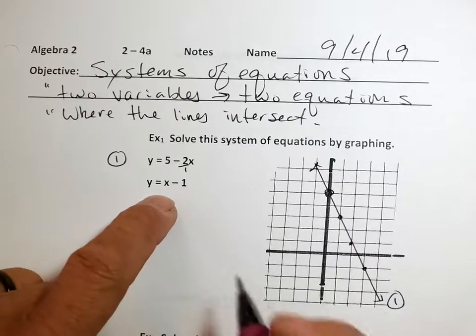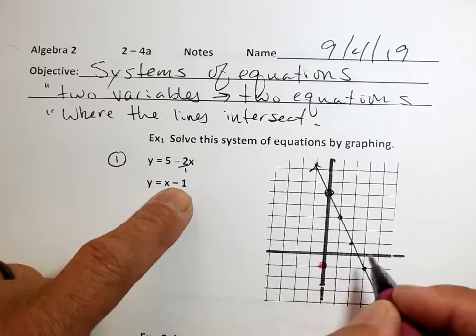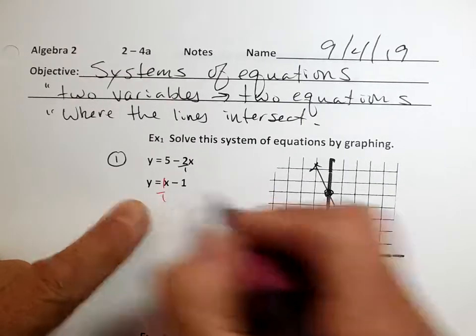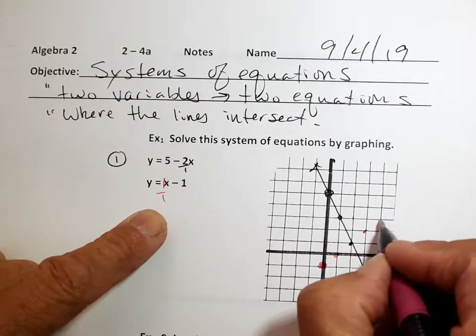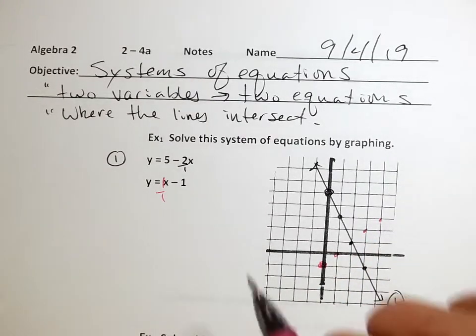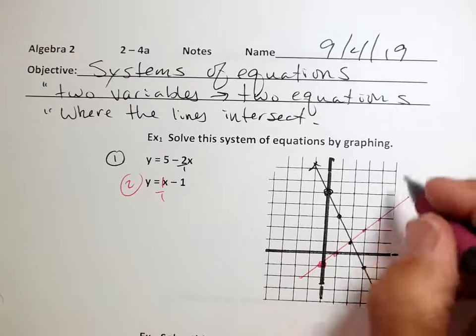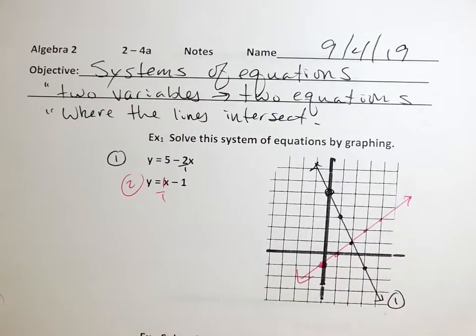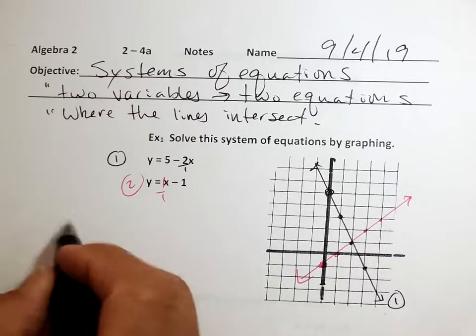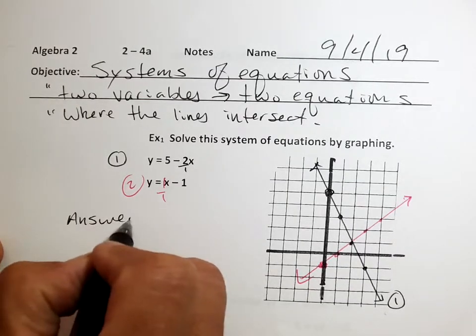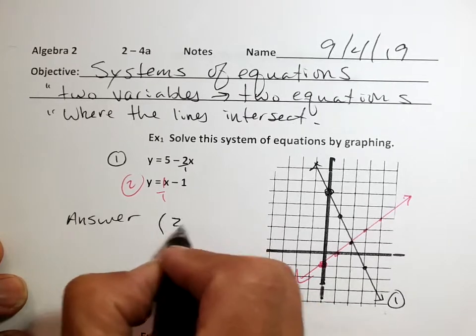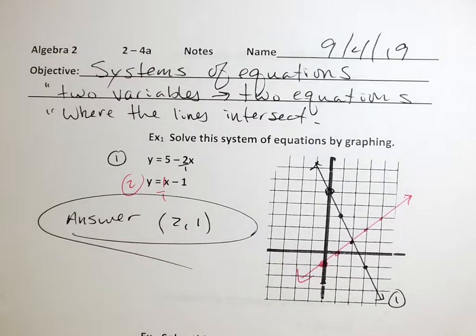Okay, line 2, I'm going to start at -1. And I'm going to go up 1 over 1, up 1 over 1, up 1 over 1. There's line 2. And the answer is the point of intersection. That is not the answer, that's only just a picture of the answer. So our answer is the point (2, 1). Yes, nice job.